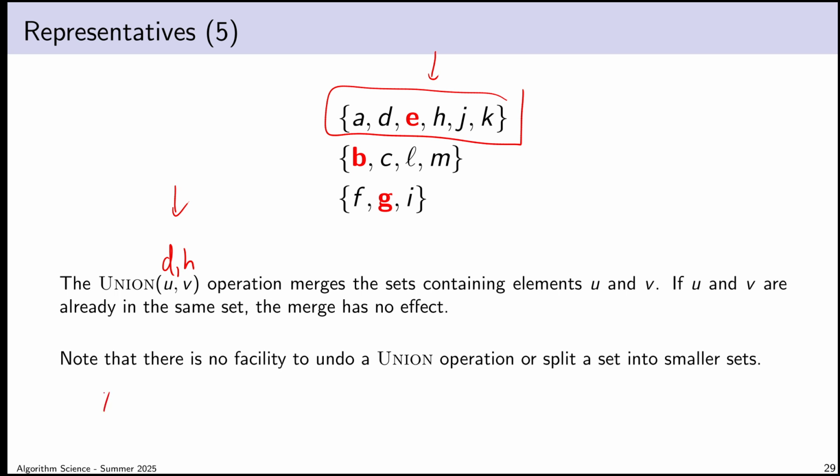So as I mentioned earlier, there is no facility to undo a union operation. Once I have merged two sets, they are merged forever. Until I create a new disjoint set structure, those two sets are merged forever.